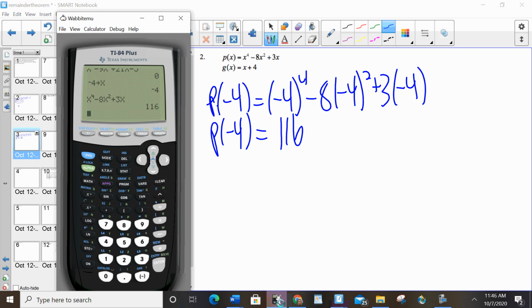Now again, if you don't have this calculator right now, you could just, in parentheses, negative 4 to the fourth minus 8 times negative 4 squared plus 3 times negative 4. And you'll see you get the same thing.